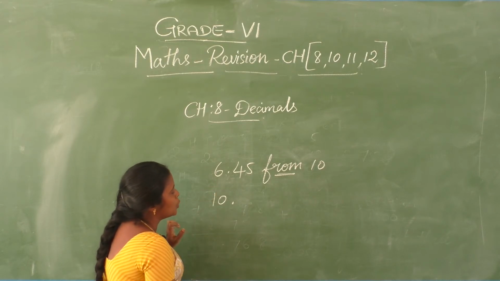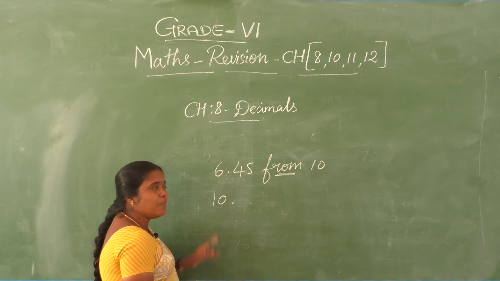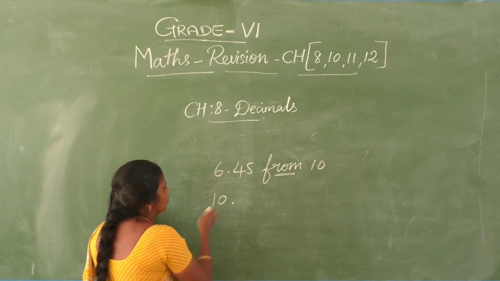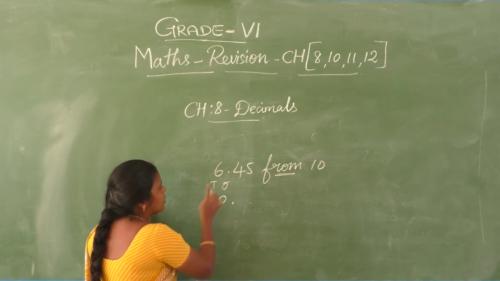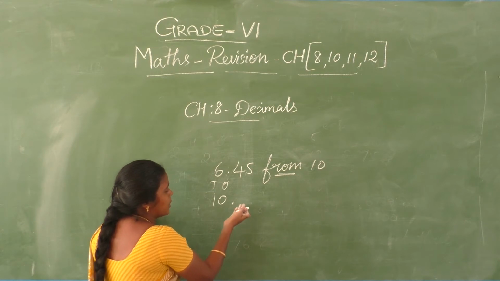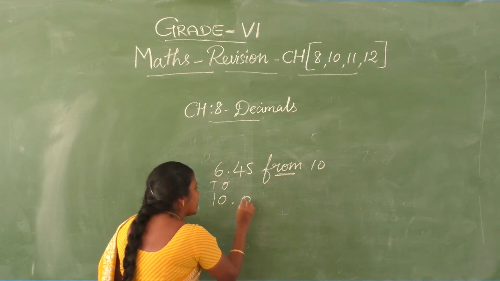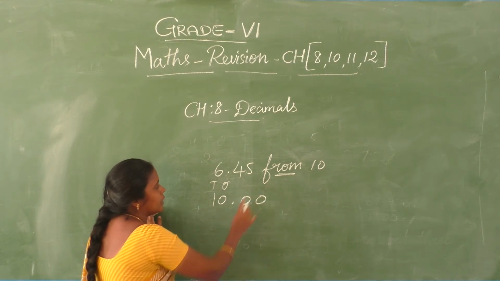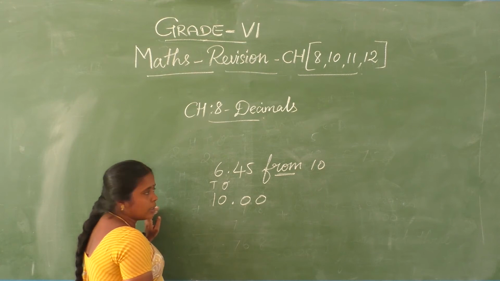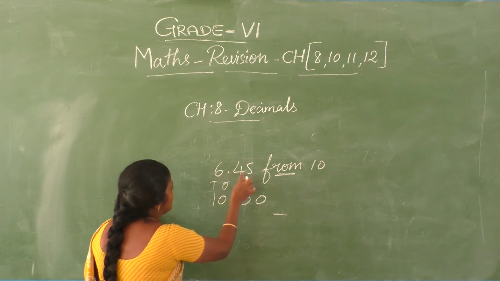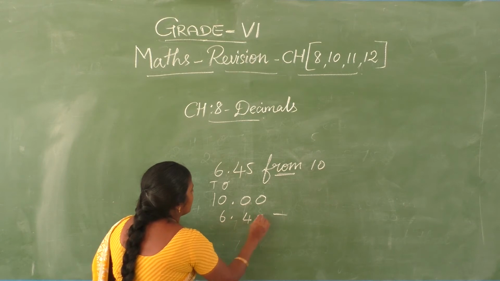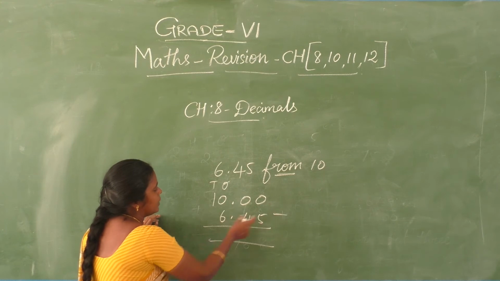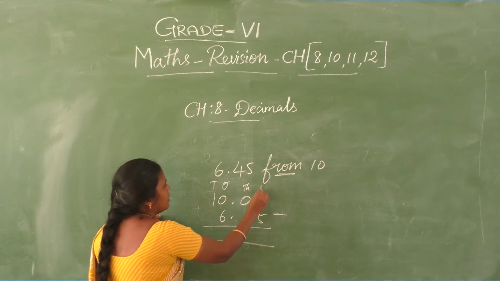So here how to do? Normal subtraction work only, but you have to arrange the numbers in proper place values. Okay, 10 is the whole number, so ones, tens. What about the decimal side? Nothing. But for my convenience, I am entering two digits in the decimal part, 0 tenth, 0 hundredth, like that. Clear? So now write the second number, 6.45. Like this. So the sum is 10 minus 6.45.